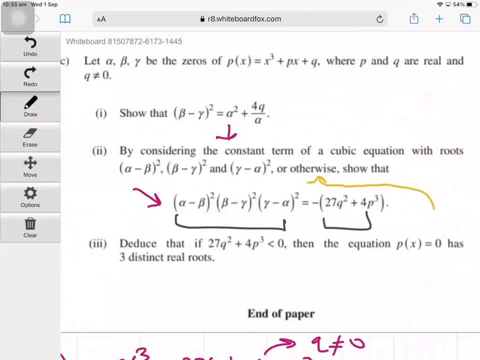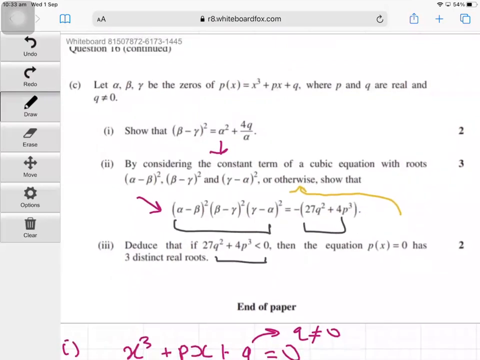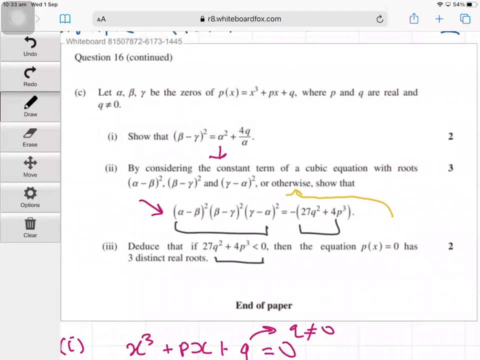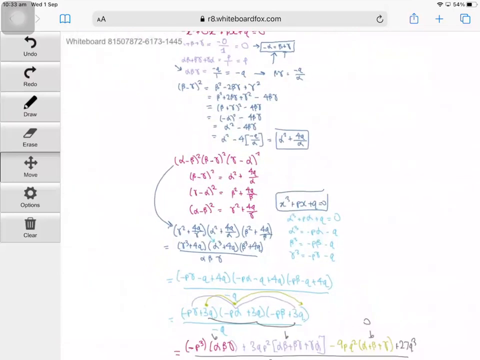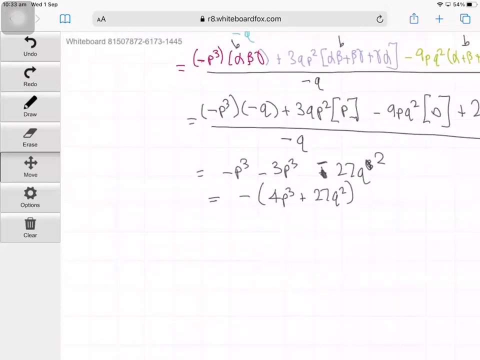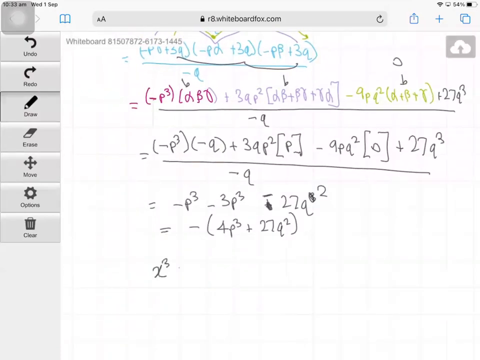The final part is to prove that if 27q squared plus 4p cubed is less than 0, then the equation p of x equals 0 has 3 distinct real roots. Okay, let's have a look. So we have x cubed plus px plus q equals 0, where p and q are real numbers.